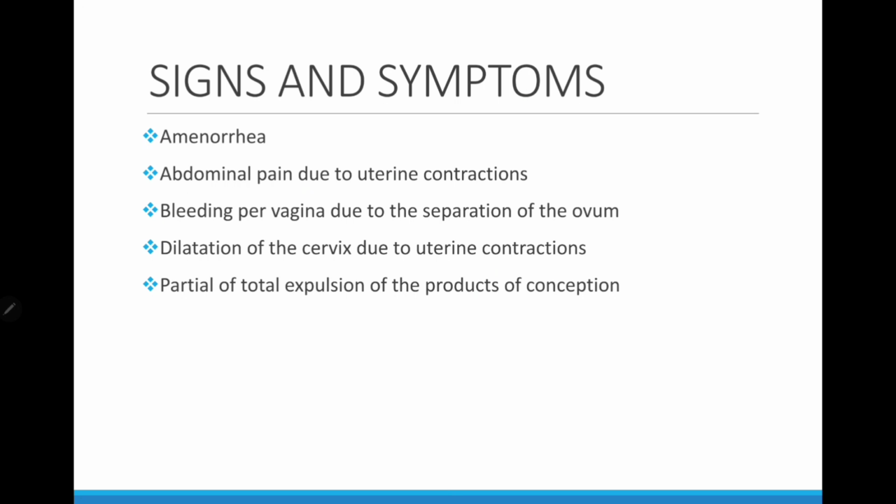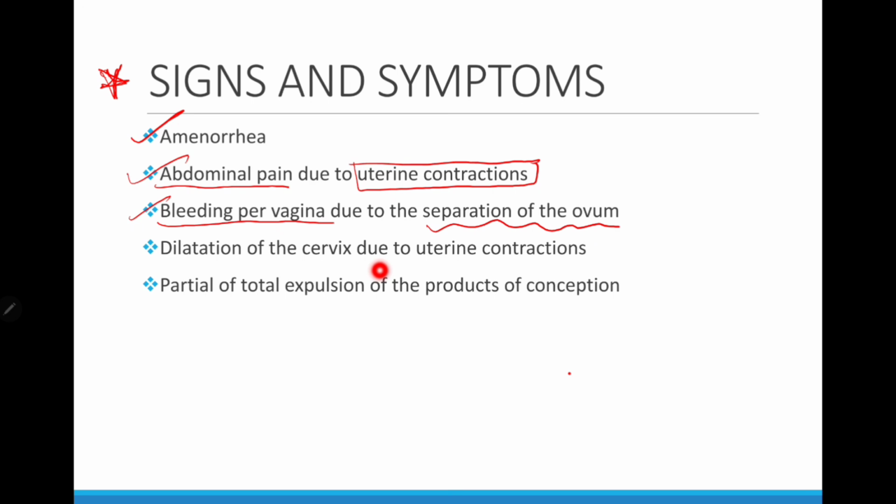So let's look at the signs and symptoms we are going to look for in abortion. In abortion, the primary symptom is going to be amenorrhea and abdominal pain due to uterine contractions. Bleeding per vagina due to separation of the ovum.